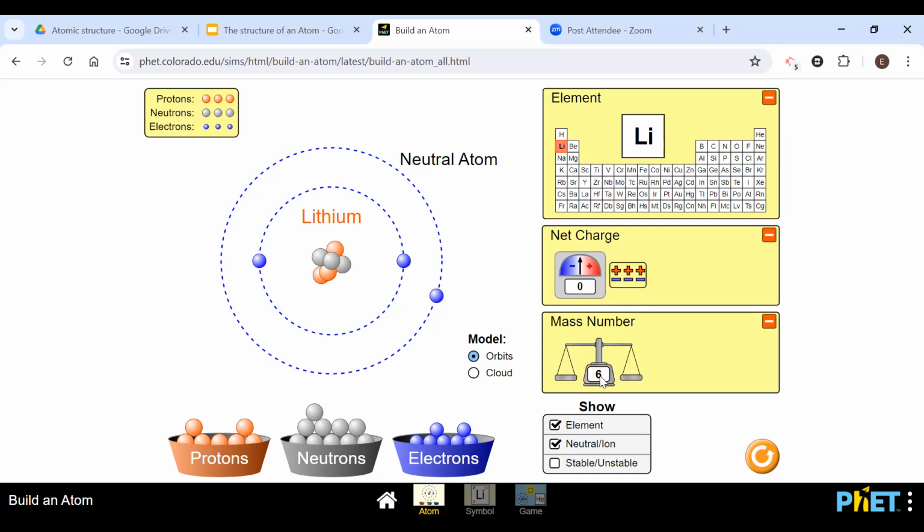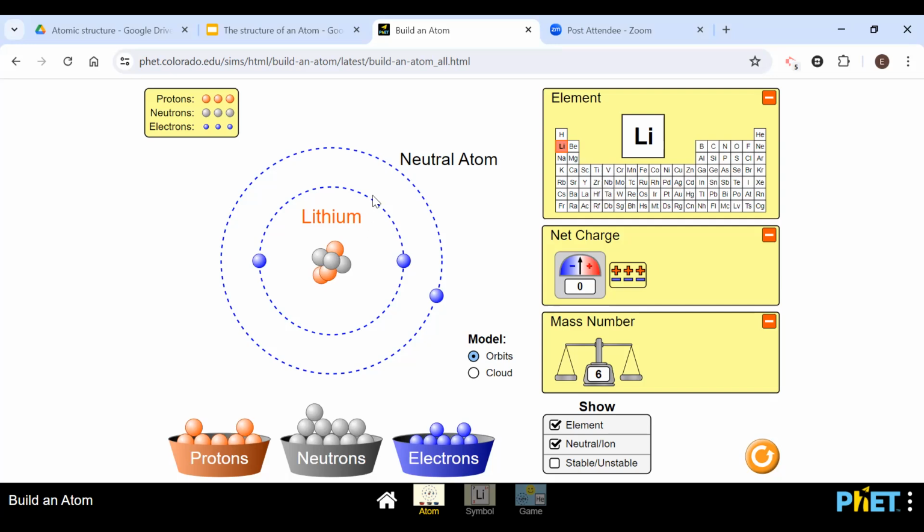Okay? Then it says mass number 6. Why is it 6? Because mass number is the total number of protons and neutrons. Remember, we call this the nucleus. The center of the atom is called the nucleus. And in this nucleus, you have 3 protons and 3 neutrons. So the total number, the mass number, is 6.